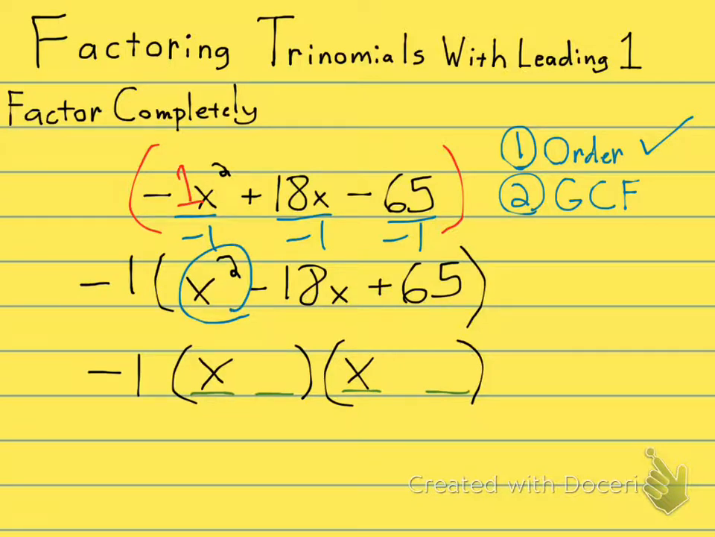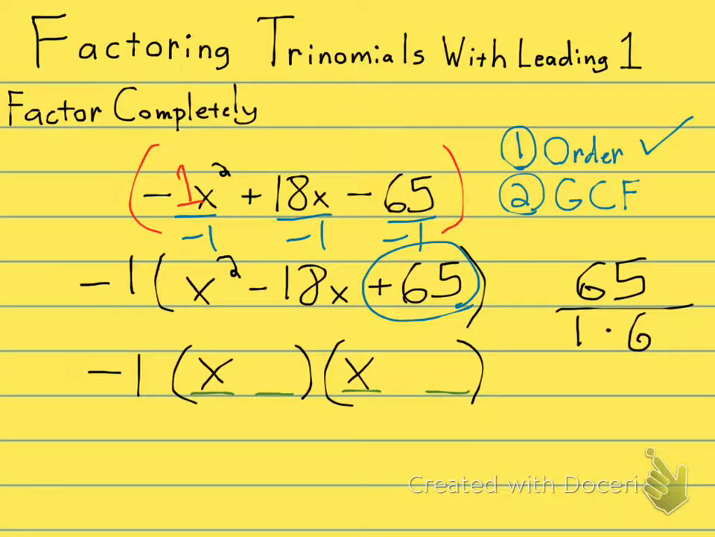Now my last two terms need to multiply to give me 65. So I'll come over to the side, write down 65, and now I need to list all my factors of 65. And there's not many. There is 1 times 65, and then 5 times 13, and that's it. You can try all the other numbers, but those are the only ones that are going to work.